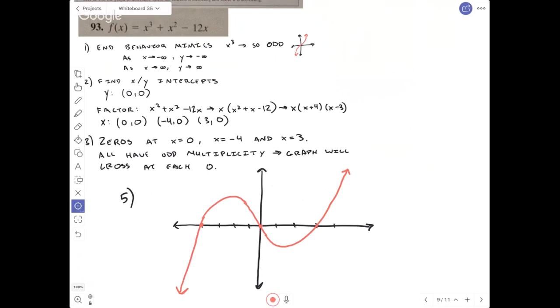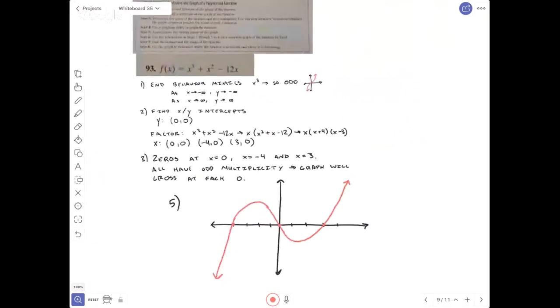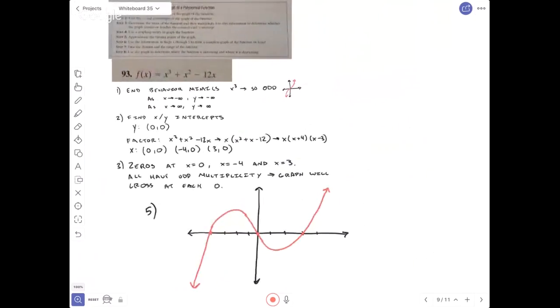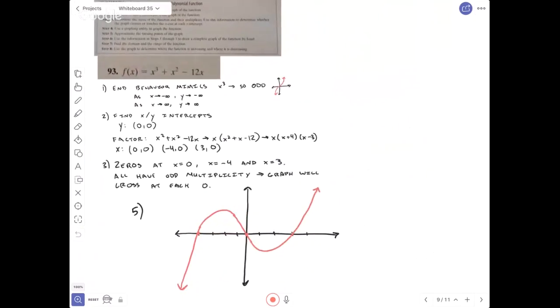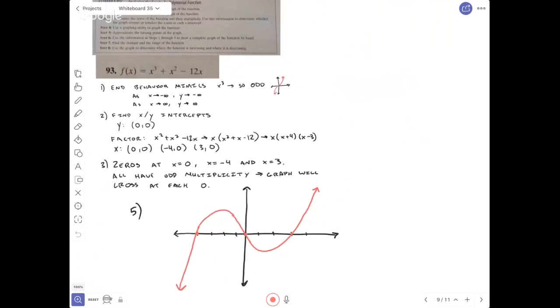Were there any later steps? Find the domain and range. That's easy. Oh, so this was step 6. We don't know the turning points. The turning points are somewhere. Step 6. -4, 3.